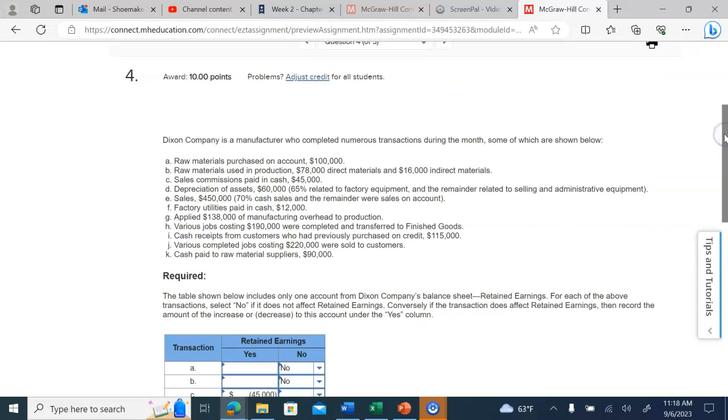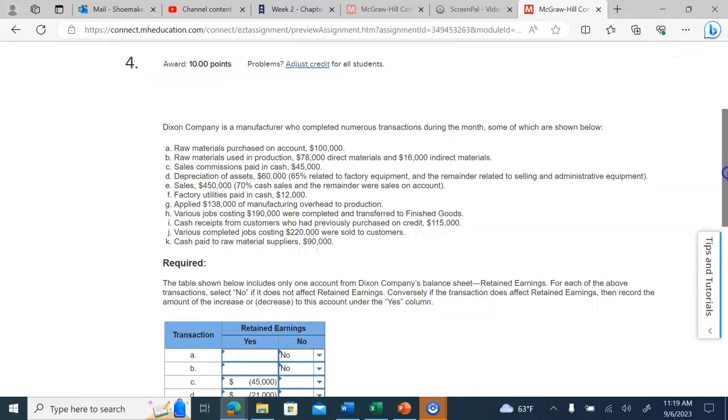So A, raw materials purchased on account. That's not going to affect anything. It's just an inventory. Raw materials used in production. That's going into work in process, still an inventory account.